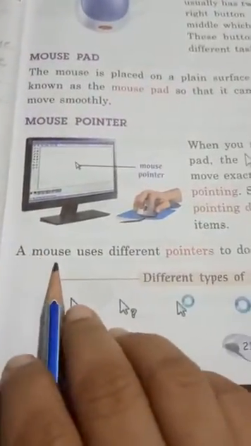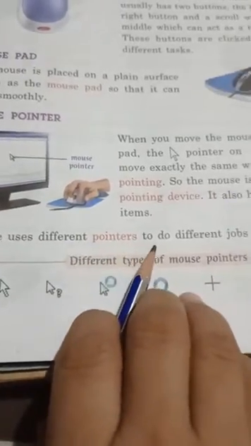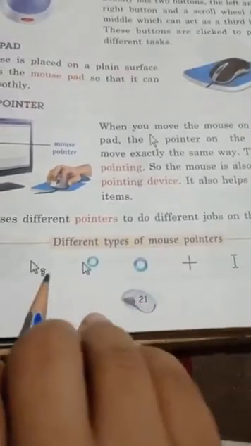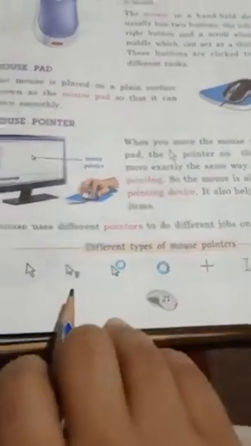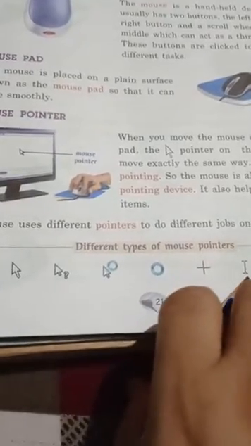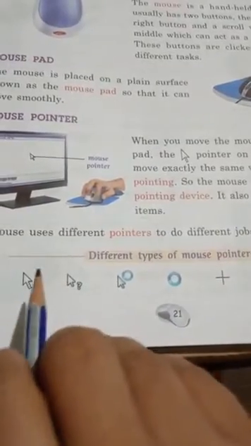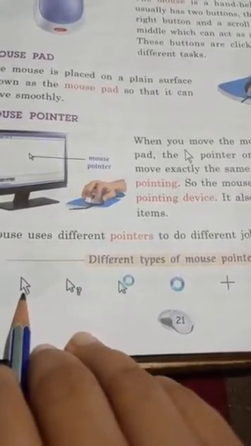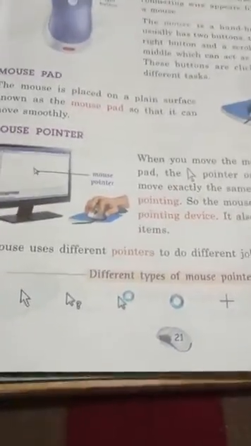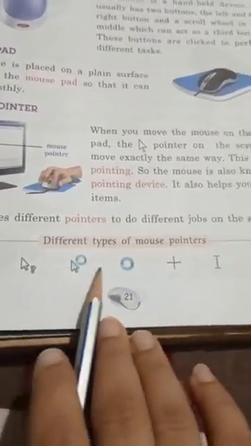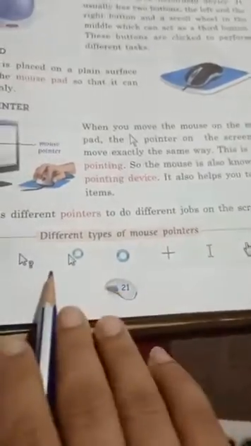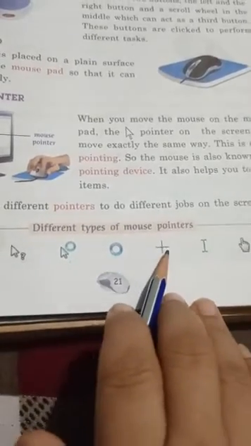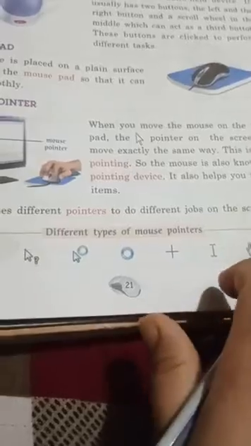Now, a mouse uses different pointers to do different jobs on the screen. The mouse has different types of pointers to do different jobs. Okay. If you want pointing and you are moving your mouse, your pointer moves like that. For different other jobs, you can see different types of pointers. Sometimes you see pointer like that, sometimes you see pointer like that, okay. These are the different types of pointers.